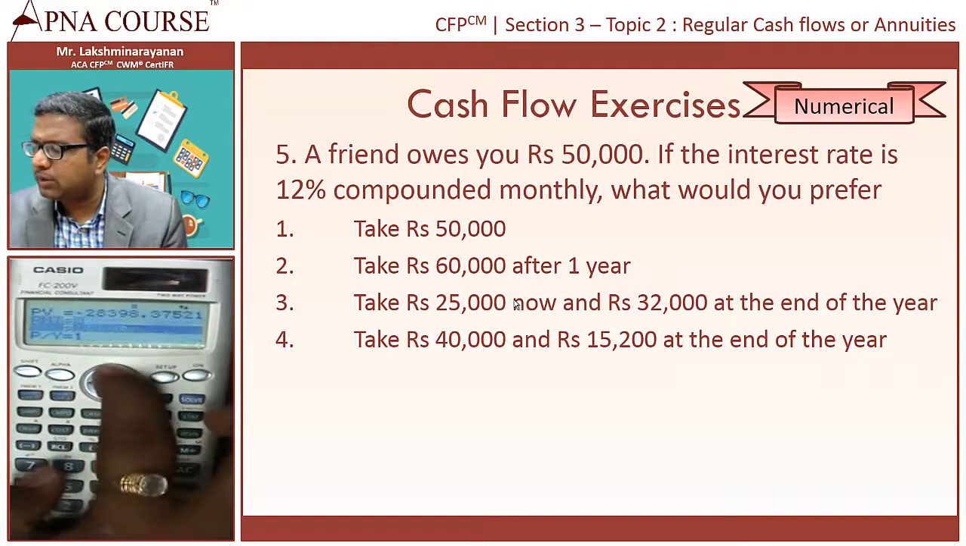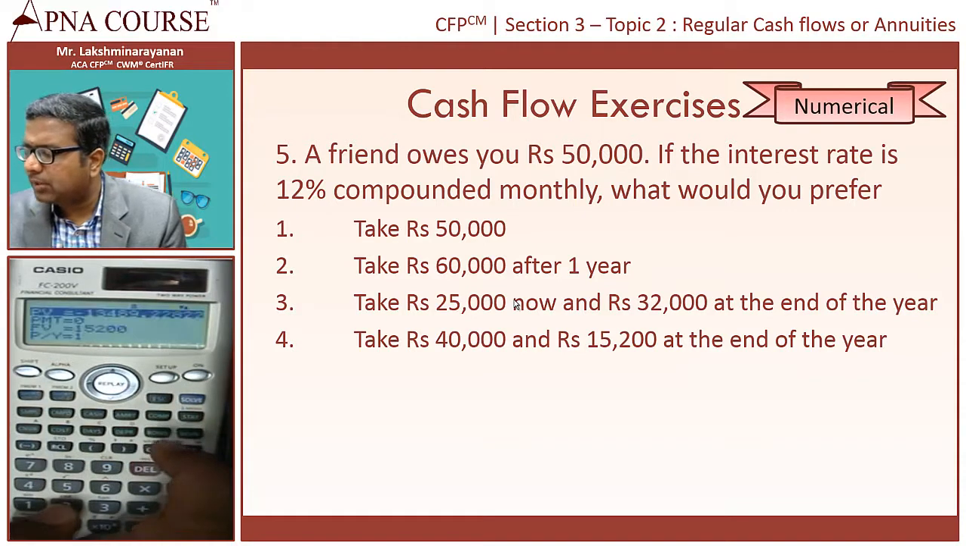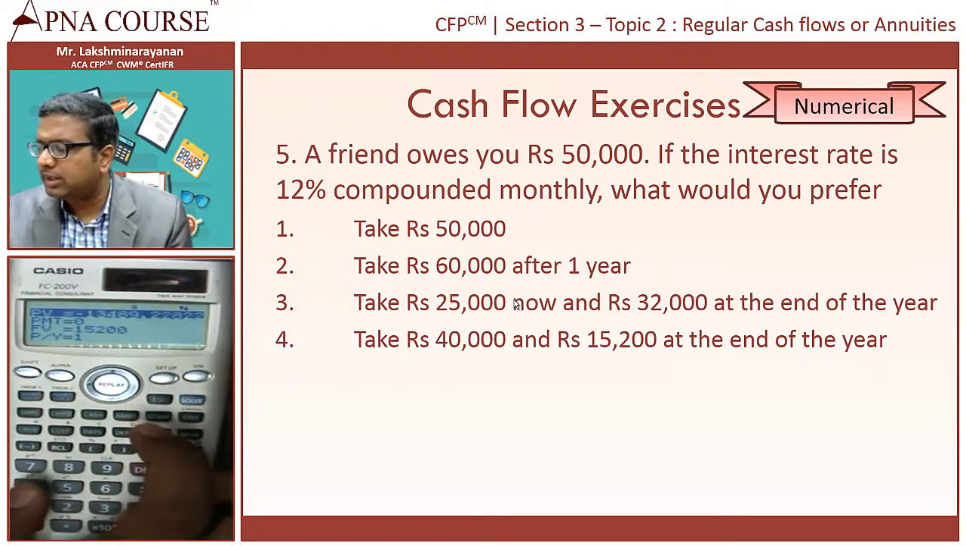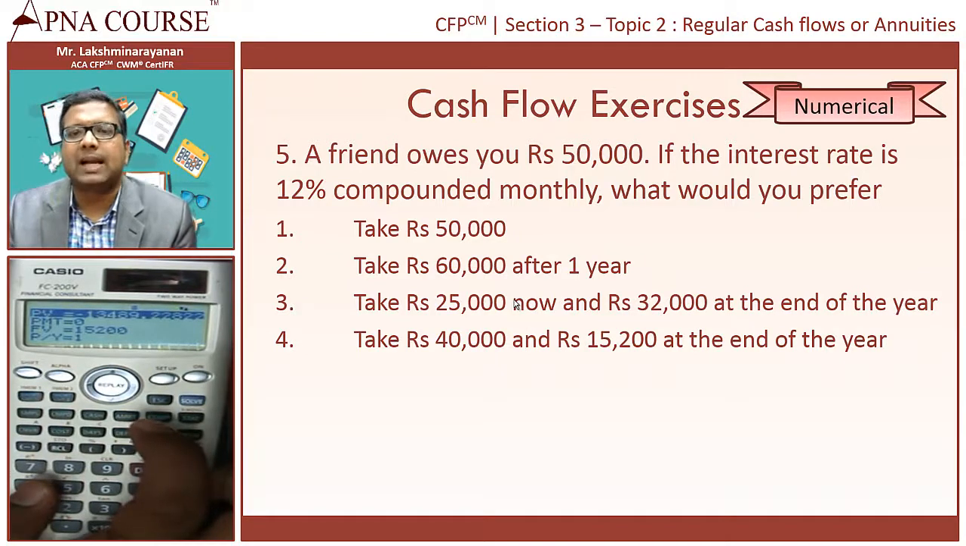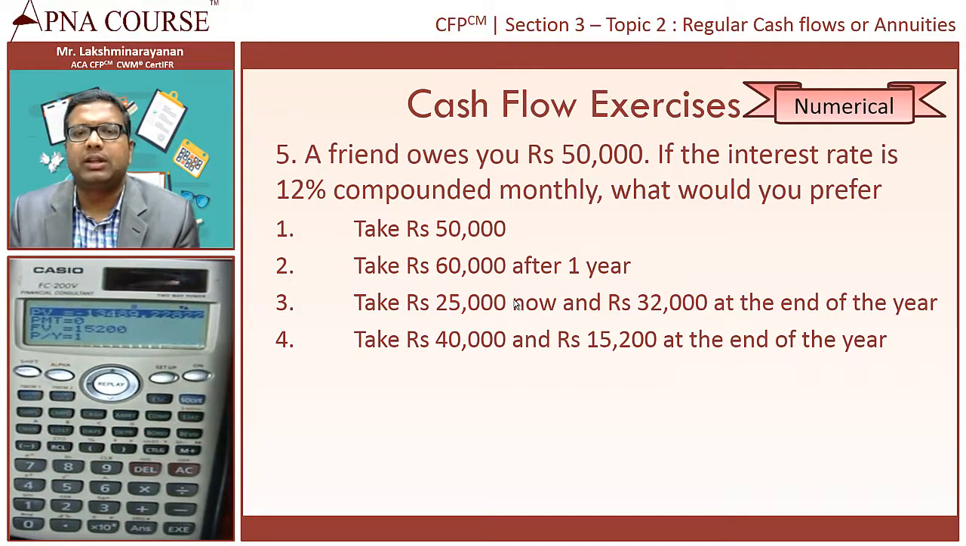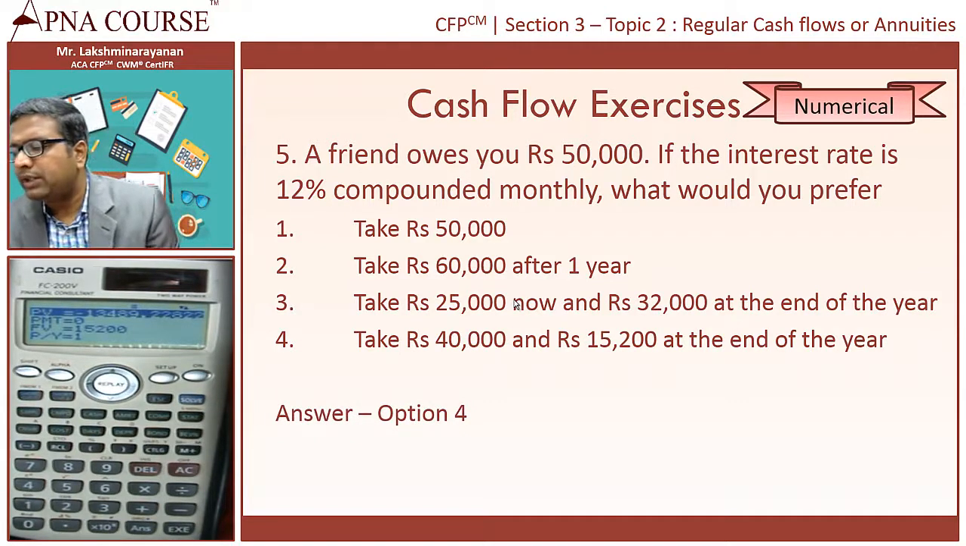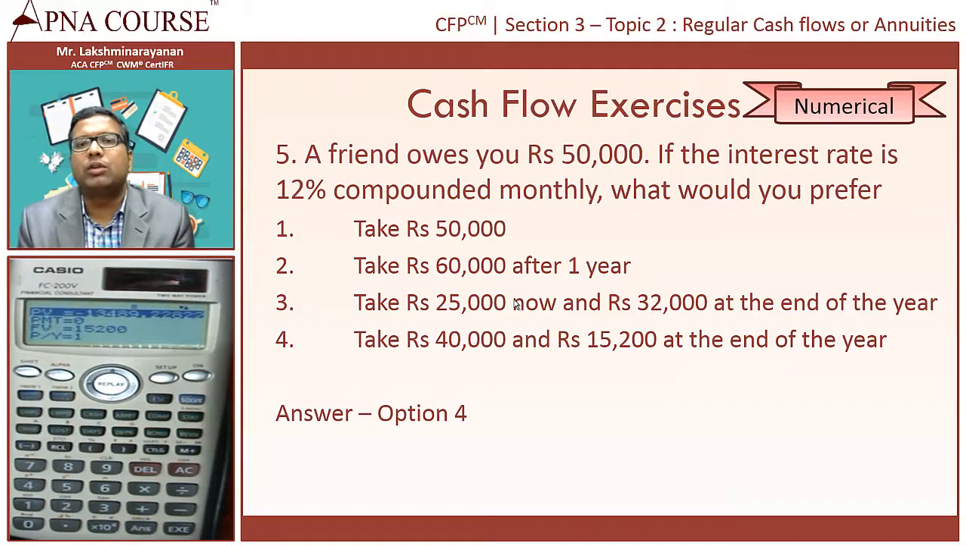15,200 is the future value. Find present value: 13,489 plus 40. So total is 53,489. So which is the highest of the four? The fourth option gives me 53,489, which is the highest of all the four options. I will go with option 4.